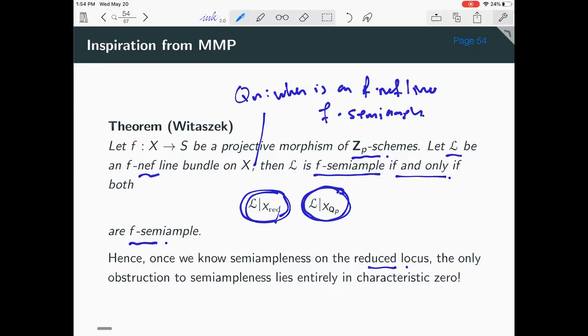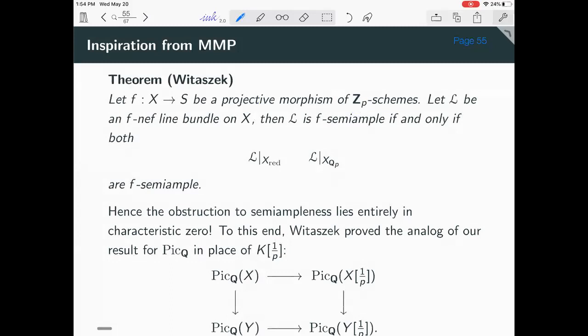And the main technical engine behind this result is the analog of our theorem, but with the Picard groupoid instead of algebraic K-theory. So you look at the same square as we saw for K, but the only difference is that I've replaced it with Pic. What you can prove is that this is indeed a pullback diagram. Right, so X to Y is a universal homeomorphism.